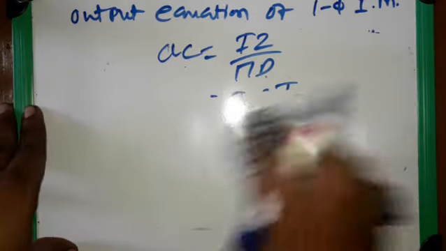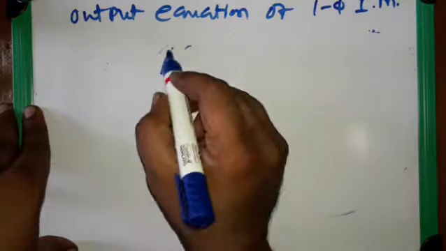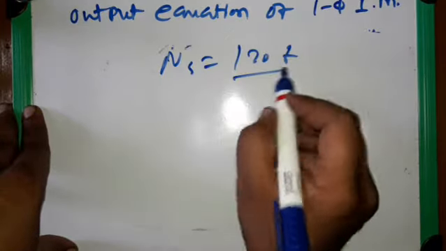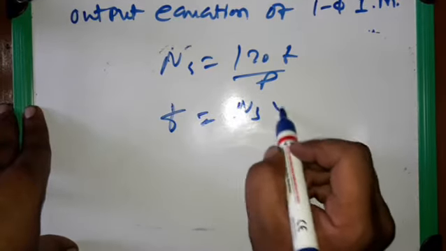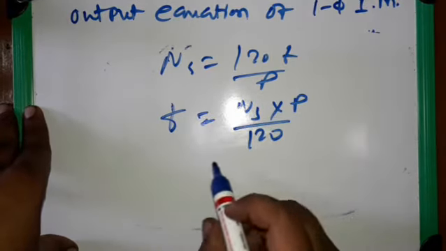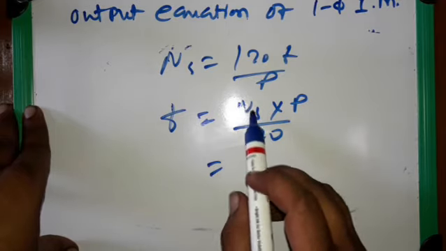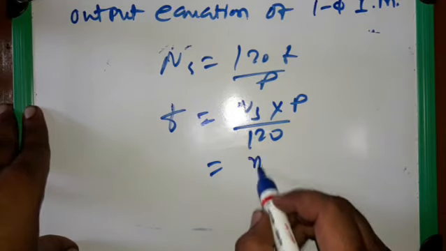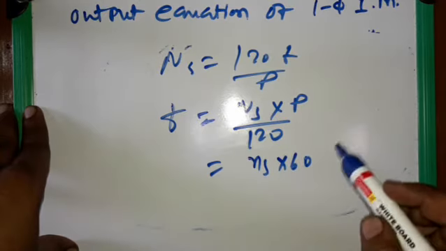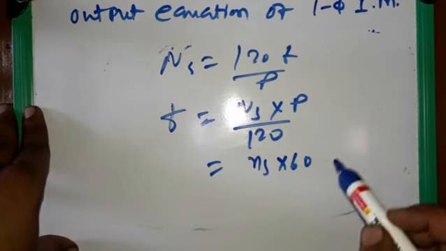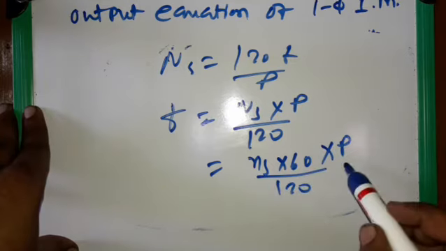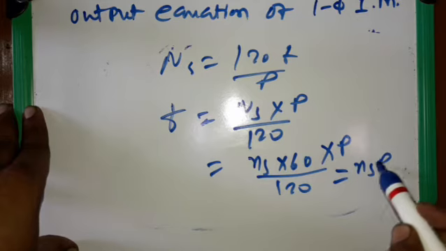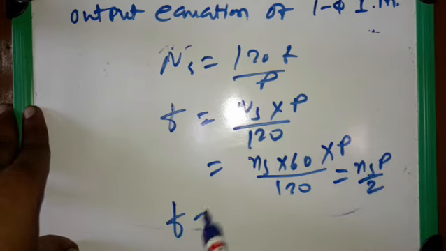Now our synchronous speed Ns is equal to 120 f by P. So frequency f is equal to Ns into P by 120. Now Ns is in RPM, so we convert it into RPS by dividing by 60. So Ns in RPS is equal to capital Ns into P by 120 into 60, so we get Ns P by 2. So frequency is equal to Ns into P by 2.